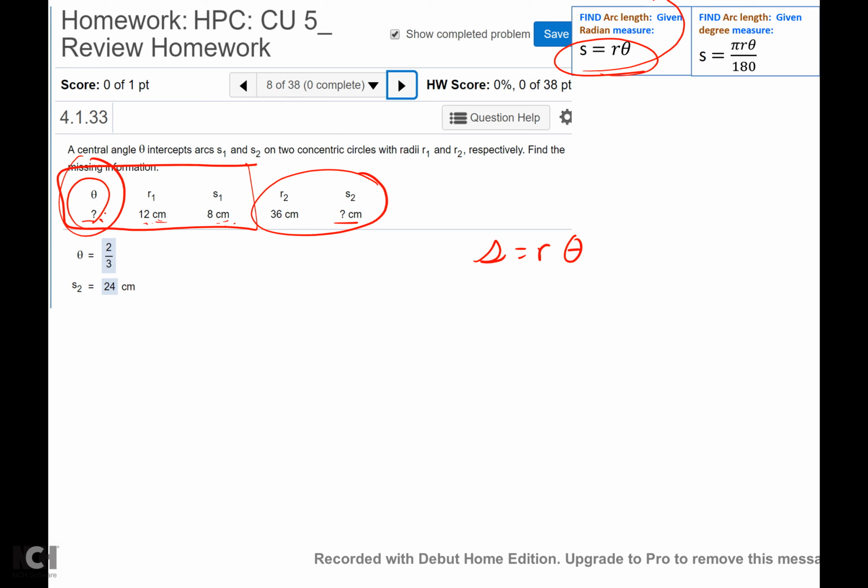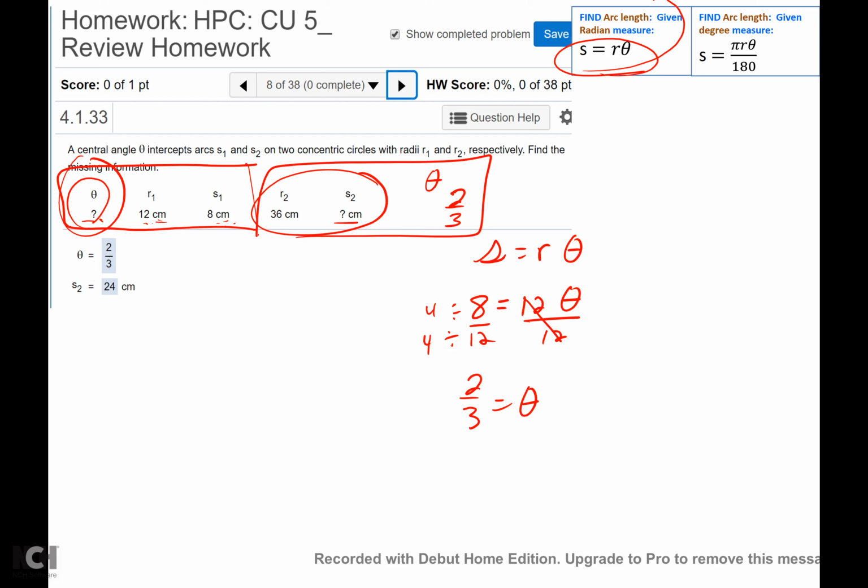So I got to solve the first one first. So this would say that 8 equals 12 times theta. So divide by 12, and theta equals 8 over 12, which if I reduce by 4, I get 2 over 3 equals theta. So I found this. So now that I know that theta equals 2/3, I can solve for the second missing part. And so if I set it up for the second missing part, S2 equals radius times theta. And if I simplify that, 3 goes into 36, 12 times, 12 times 2 is 24 centimeters.